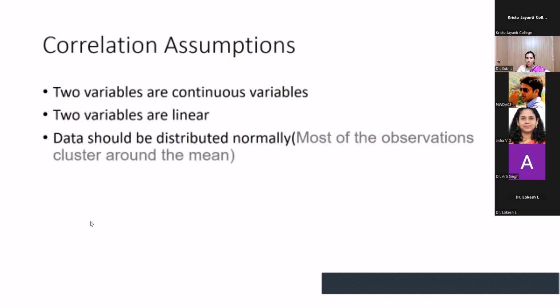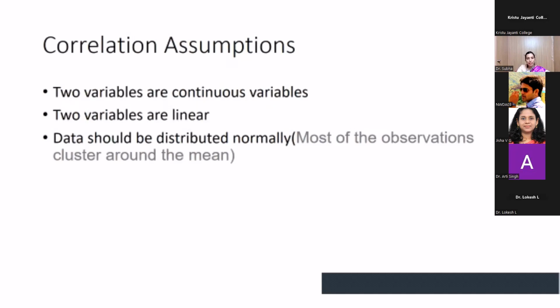So what are those assumptions? The two variables are continuous variables. I already told you continuous variables take a numeric form, like weight and height. Then the two variables are linear. The third important assumption is that data should be distributed normally.